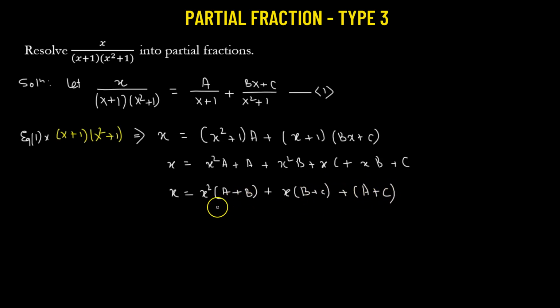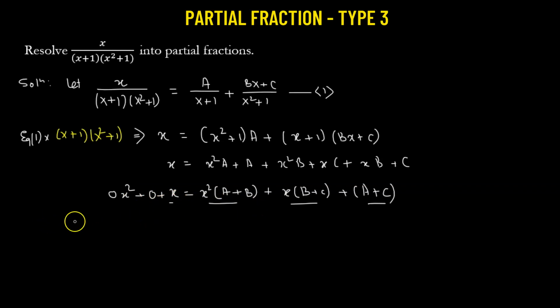Here we can observe that there are three terms on the right hand side. The first term contains x squared, the second term contains x, and the third is the constant term. Whereas on the left hand side we only have a single term, which is x. What we can do is rewrite it as 0 times x squared plus x plus the constant term 0. This is going to help us equate both sides.